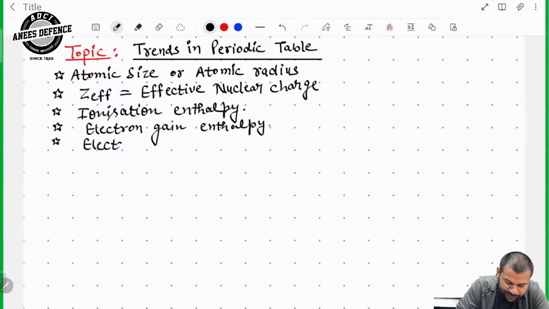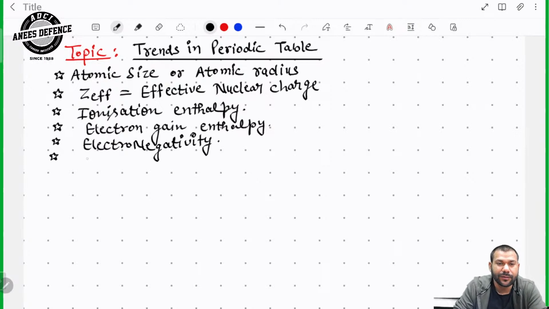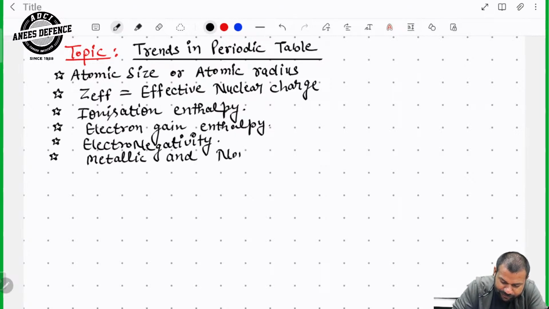Electronegativity, and metallic nature, metallic and non-metallic nature. What do we mean by metallic nature and what do we mean by non-metallic nature?